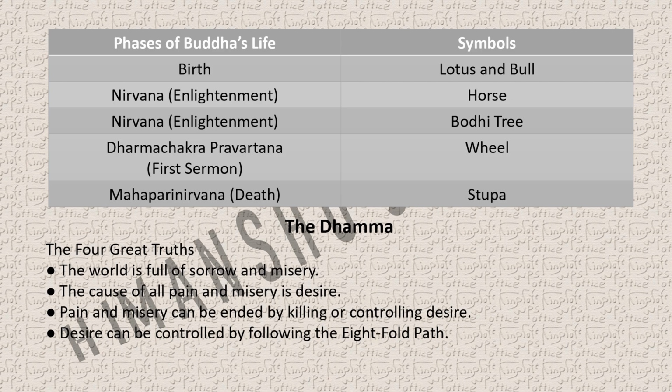The Dhamma. The four great truths. The world is full of sorrow and misery. The cause of all pain and misery is desire. Pain and misery can be ended by killing or controlling desire. Desire can be controlled by following the Eightfold Path.